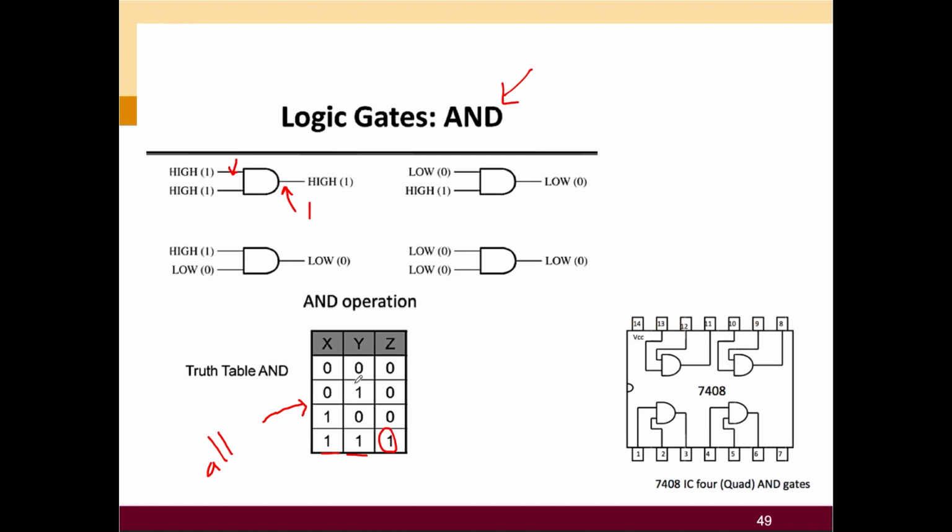So here you have the example of IC 7408. You can see that you have 4 AND gates, 1, 2, 3, 4. So you have 4 AND gates inside IC 7408. This is just an example of how an IC that includes the AND gate basically looks like.